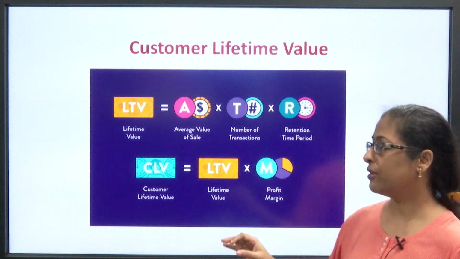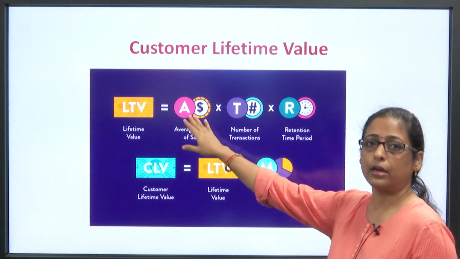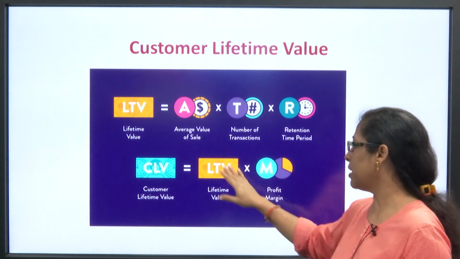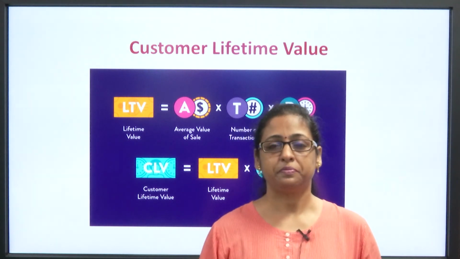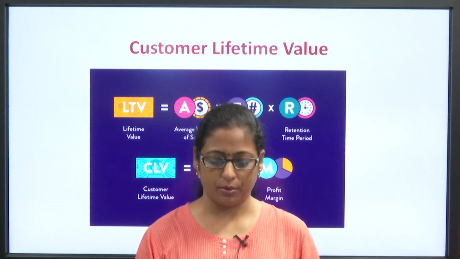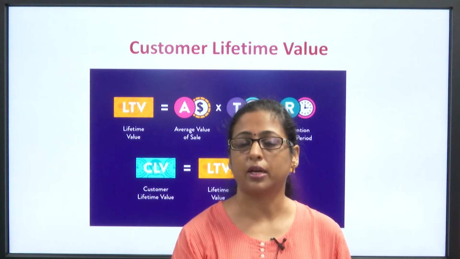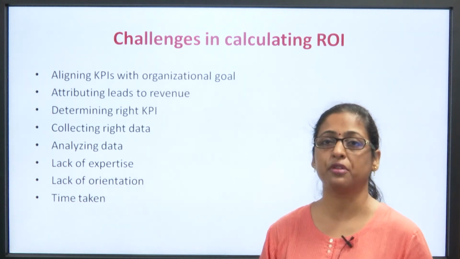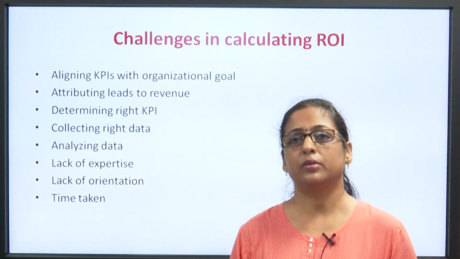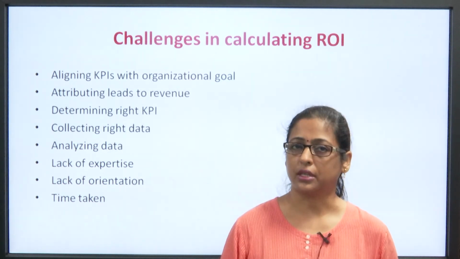So customer lifetime value can be calculated by calculating the lifetime value and multiplying it by the profit margin. This is how customer lifetime value will help the company to understand the different ways through which the digital marketing strategy can be changed, can be altered, for different kinds of customers.